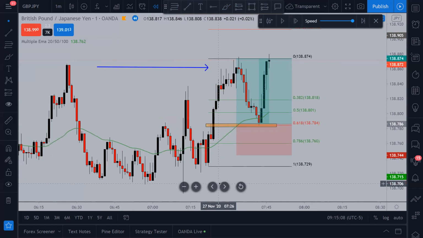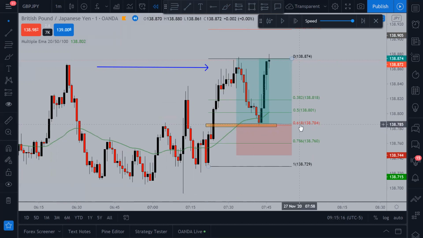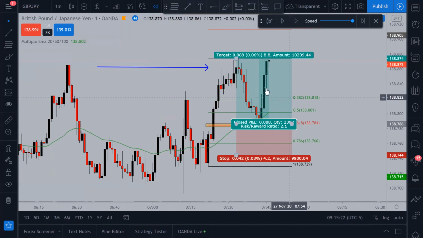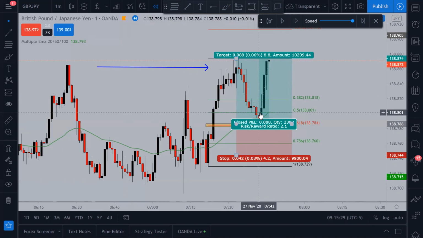All you have to do is make sure you have your EMA in place. Your Fib, your 618 is lined up. Sometimes you'll see this structure here. Sometimes it'll react at the 38, sometimes it'll react at the 50, but more often than not, it'll go to the 618.